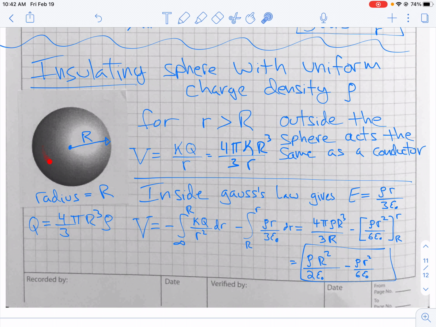Inside of here, okay, inside of the sphere, we can use the result from last unit. I'm not going to go through it here. You did this in the notes, Gauss's law for a uniform charge density sphere, insulating sphere. This is the result that you get. The way that we did it last unit, we probably had K, but you know the conversion. K equals 1 over 4 pi epsilon naught. The charge that's enclosed would be our density times little r.